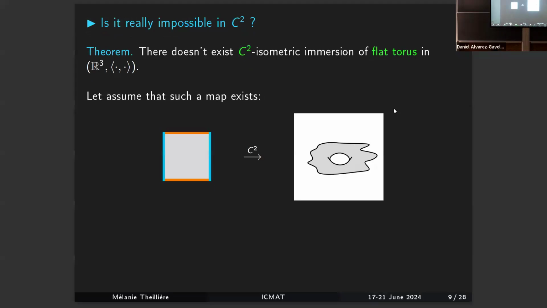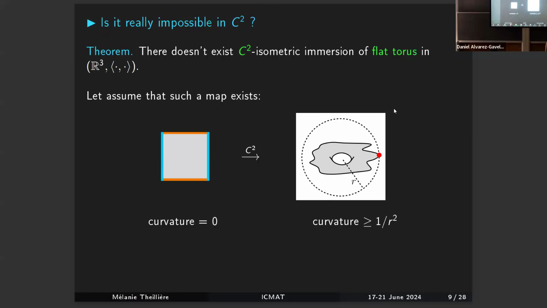Let's assume that such a map exists. We can embed a flat torus in R3 with regularity C2. So we assume that it exists. We have a surface. I don't know what it looks like.